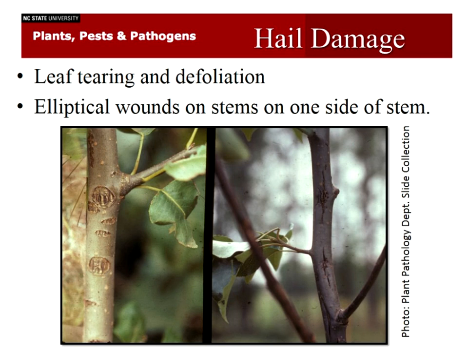So the thing to look for would be wounds, either elliptical, elongate wounds on one side of the stem, the side that was facing upward on the tree at that moment. And they can heal over after time, but they can also be sites of infection for plant pathogens. So they are not necessarily innocuous from the long-term perspective.